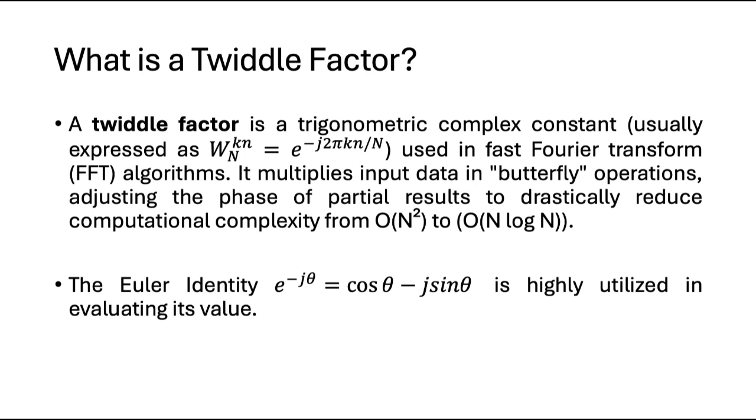Now, how do we actually get a number out of e to the minus j theta? This is where Euler's identity earns its keep. E to the minus j theta equals cosine theta minus j sine theta. This converts an exponential with an imaginary argument into a rectangular complex number, a real part from cosine, an imaginary part from negative sine. Every twiddle factor evaluation you ever do will follow this exact substitution.